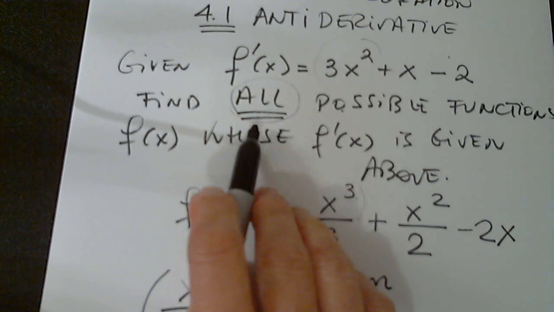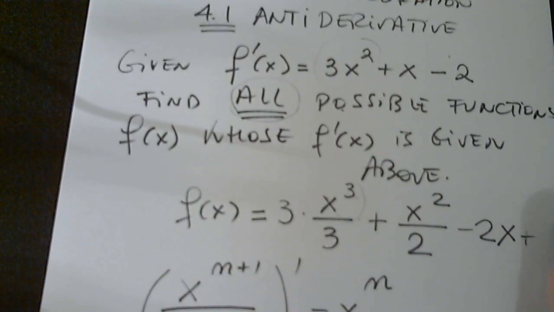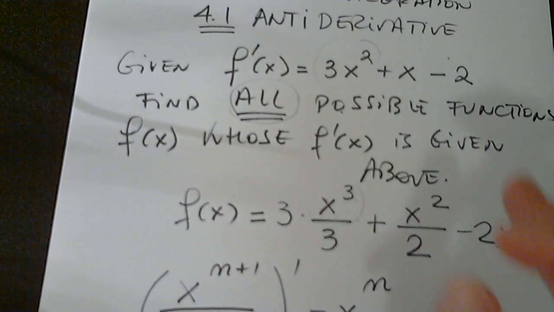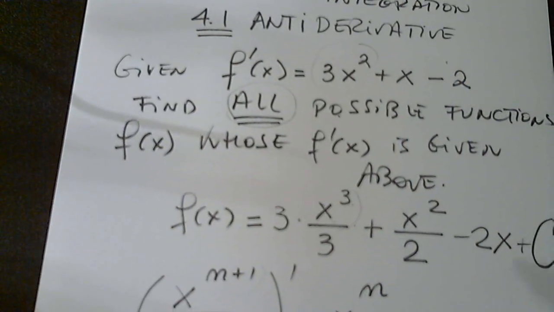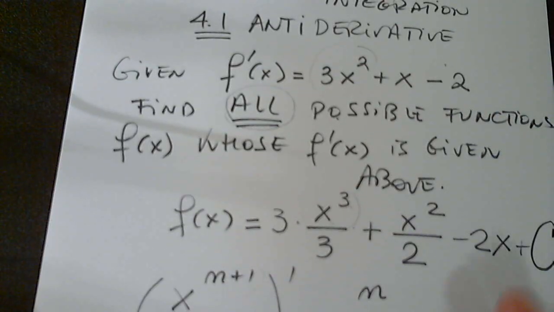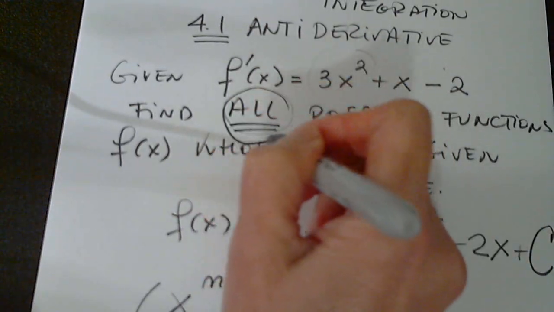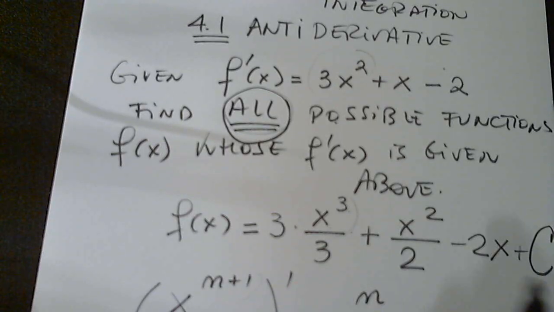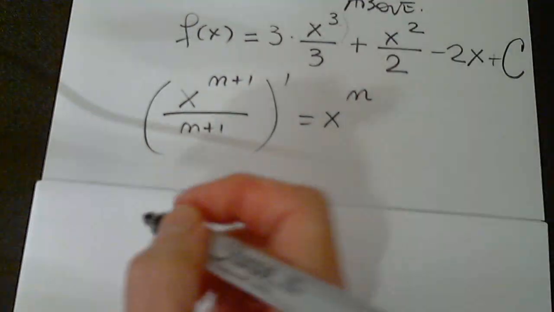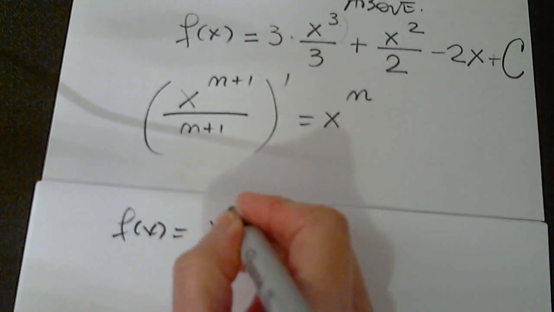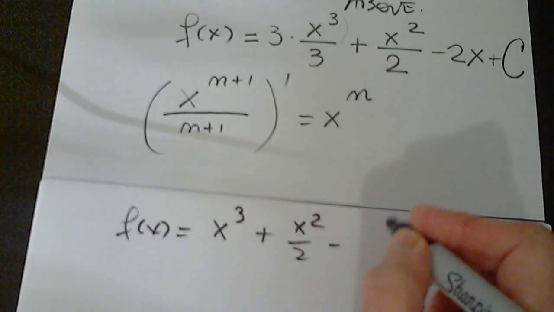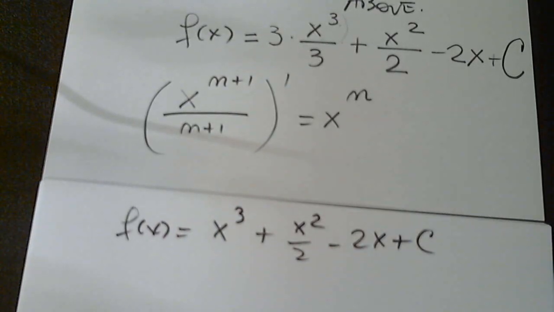Now careful. All plus a constant c. How come? If C is 0, I get the same answer. If C is 5, I get the same answer. If C is 1500, I get the same answer. If C is negative 500, I get the same answer. So this is all. And they're all different functions. Yes, I'm going to simplify 3 with 3. So the answer is f of x equals x to the third plus x squared over 2 minus 2x plus c.